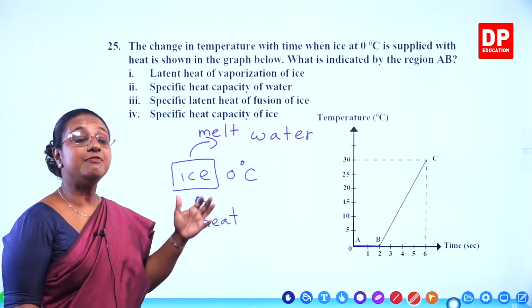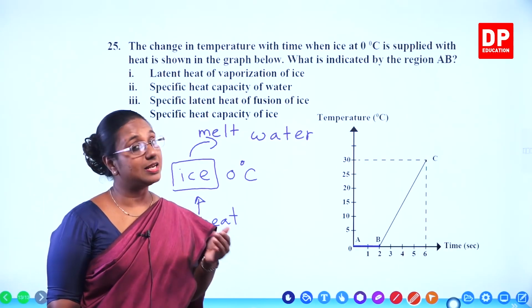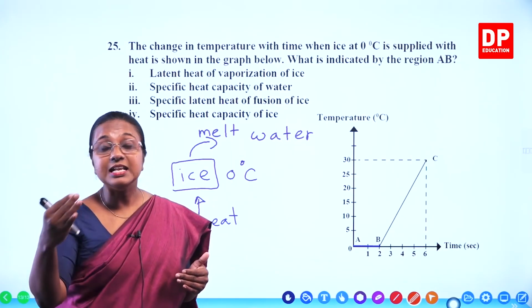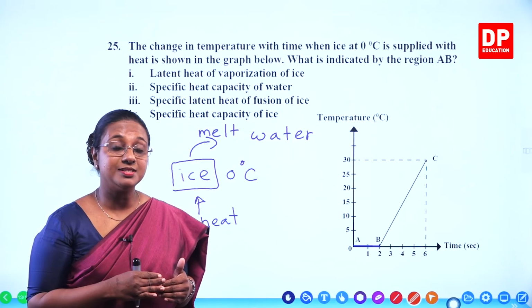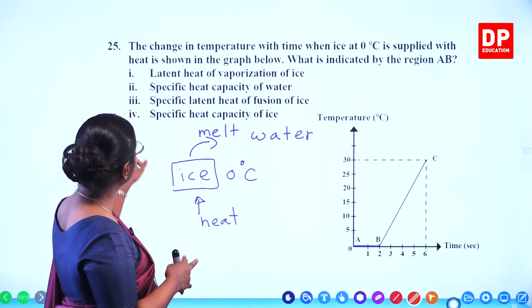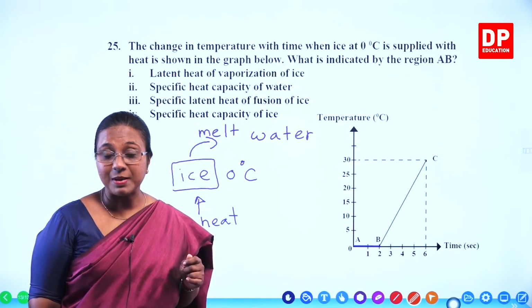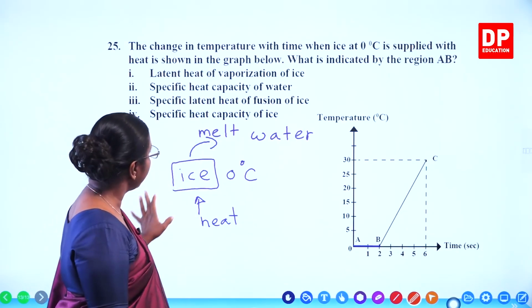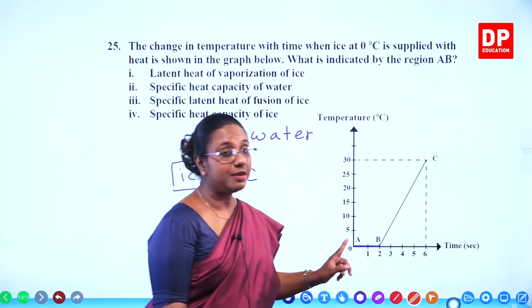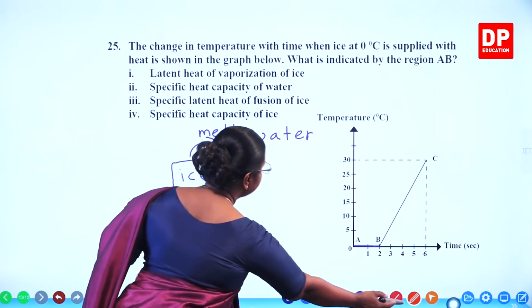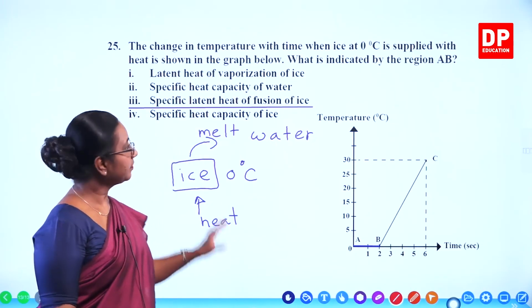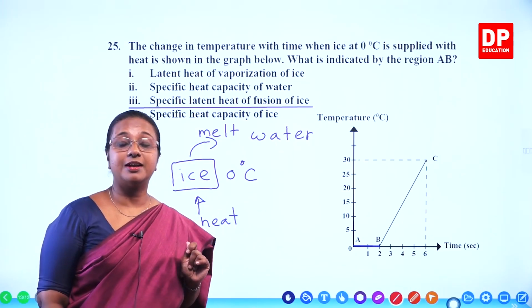That applies if the ice was at a very low temperature, let's say minus 20 degrees Celsius. If you provide heat until it reaches 0 degrees Celsius, the temperature will increase and the heat absorption will depend on the specific heat capacity of ice. So the answer relevant to this region AB is the specific latent heat of fusion of ice. That is what is shown in the graph there.